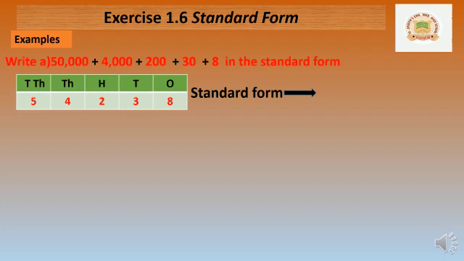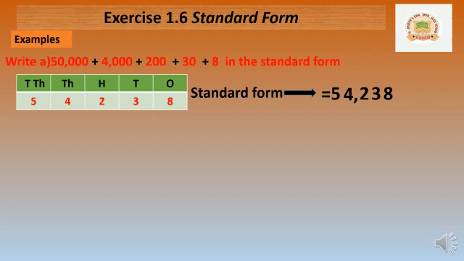Let us see on the ones place which number we are having? 8. Tens place 3. Hundreds place 2. Thousands place 4 and 10,000s place 5. This means 50,000 plus 4,000 plus 200 plus 30 plus 8 is equal to 54,238. This is called writing the standard form of the number.